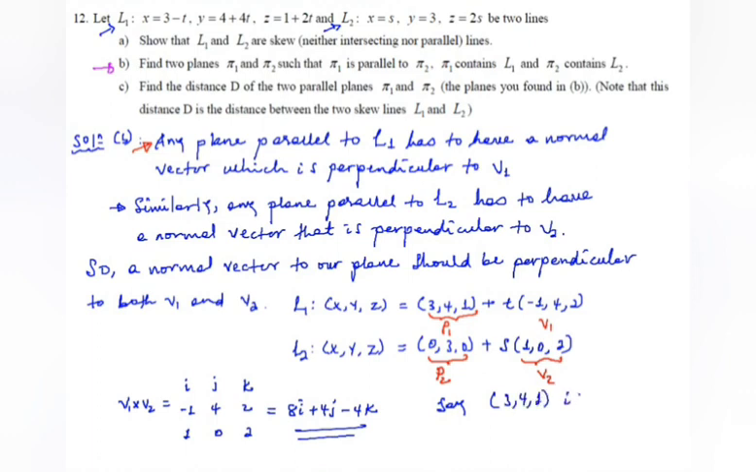The point (3, 4, 1) is on L1. You can get this point by putting t equals 0. So the equation of the plane pi 1 will be 8 times (x minus 3) plus 4 times (y minus 4) minus 4 times (z minus 1) equals 0. This will be the equation of the plane 1. By the way, to determine the equation of a plane, we need only a single point and the normal vector.